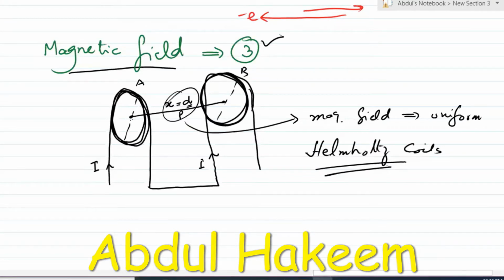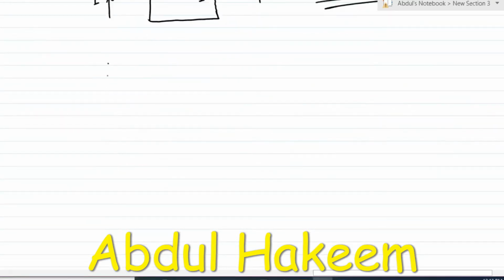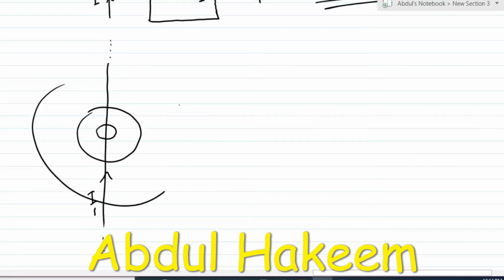Now, suppose we have a wire. It is carrying current I1. It is infinitely long, and according to the right-hand grip rule, this is the pattern of the magnetic field around it. This is the direction.